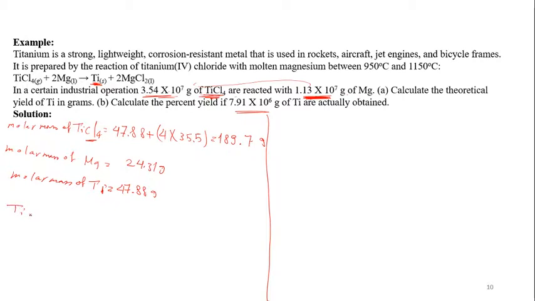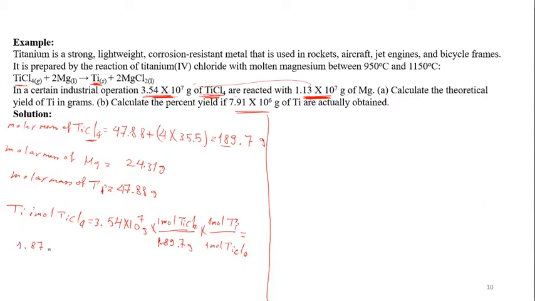So the number of moles of titanium in case this amount of titanium tetrachloride is used, I need now to convert this 3.54 multiplied by 10 to the power 7 grams of titanium tetrachloride, if each 1 mole of titanium tetrachloride is equal to 189.7 grams. And for each mole of titanium, I use 1 mole of titanium tetrachloride. That would be equal to 1.87 multiplied by 10 to the power 3 mole titanium.